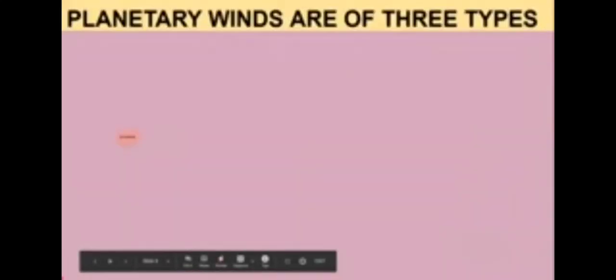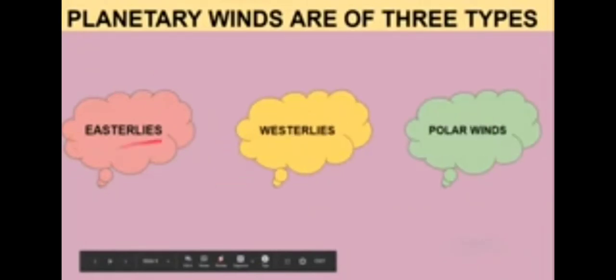Now this is another picture in your textbook. There are some winds which blow regularly on the surface of the earth, that means daily at a proper time. Some winds blow regularly from the high pressure belt to the low pressure belt throughout the year. Again, I'll repeat, some winds blow regularly from high pressure to low pressure areas throughout the year. And which are these winds? These winds are easterlies, westerlies, and polar winds. Now planetary winds are of 3 types. These are all known as planetary winds.